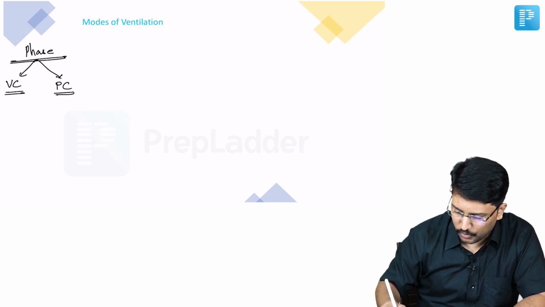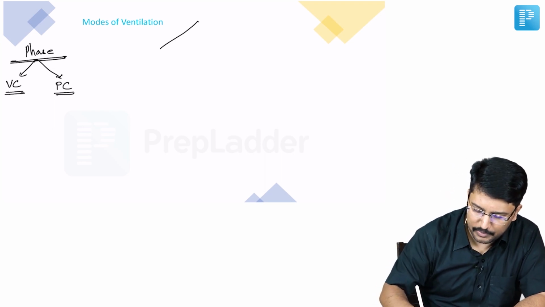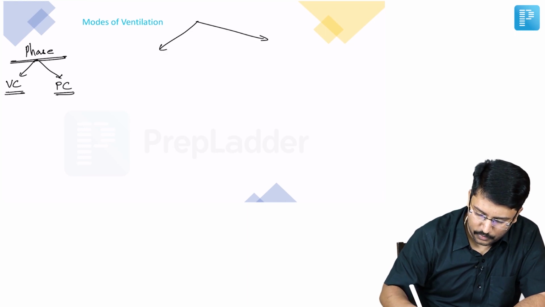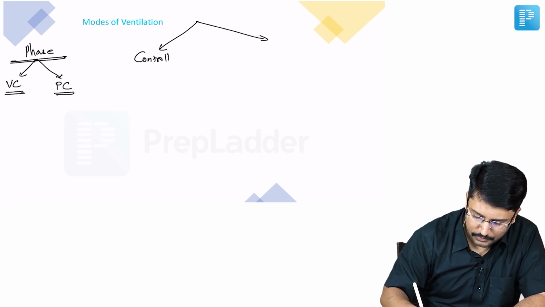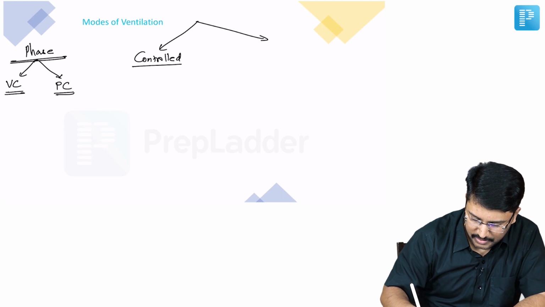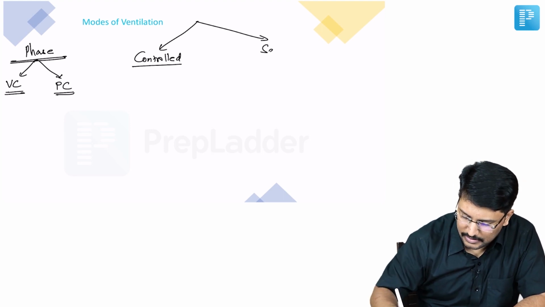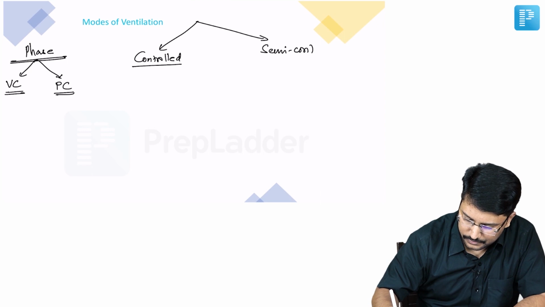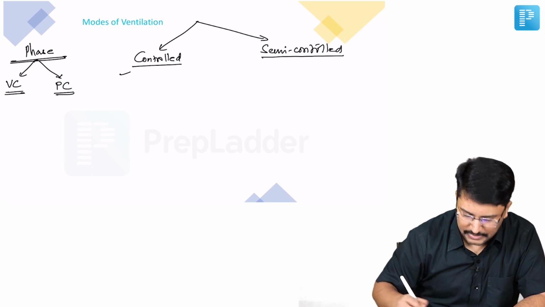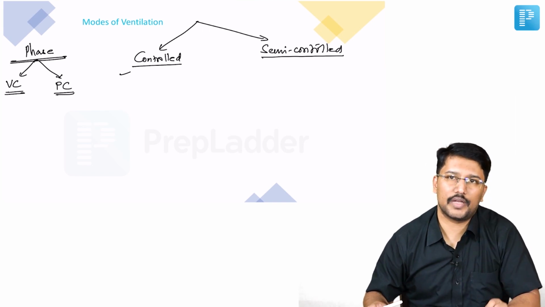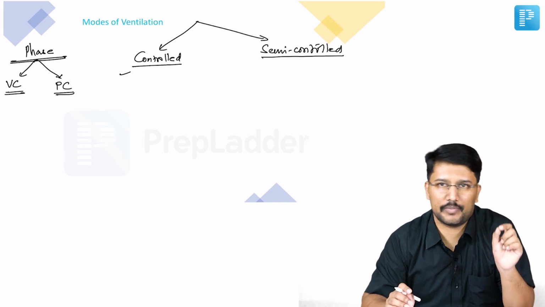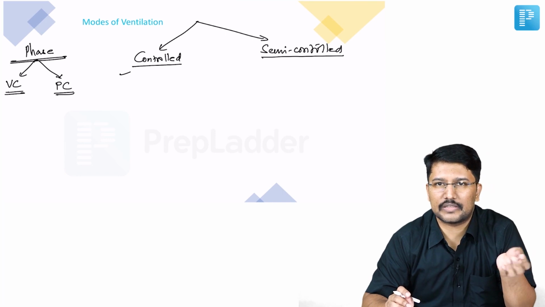And when we talk about modes, I can broadly divide them into two categories. One is controlled mode, where we have a full control on patient's breathing parameters, and second one is semi-controlled mode. Okay, so in controlled mode, basically ventilator delivers every breath at prefixed parameters, whatever is the parameter we are fixing.